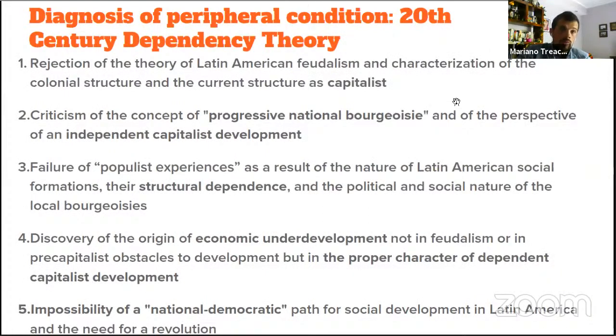So to resume, some of the main diagnoses made by the classical dependency theory in the 20th century, we have these 5 points. The first one being the rejection of the theory of Latin American feudalism and the characterization of the colonial structure and the current structure as capitalist. There were many debates regarding the feudalist or capitalist mode of production in Latin America. This dependency theory is saying that all the issues regarding underdevelopment in Latin America are issues of capitalist development, not lack of capitalism.